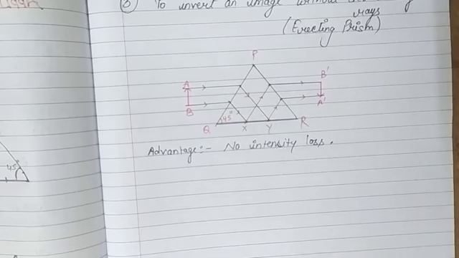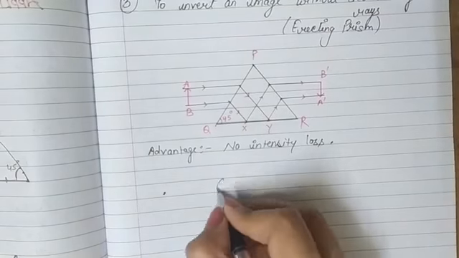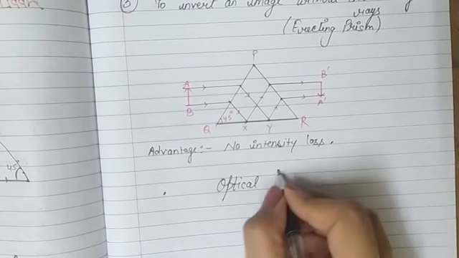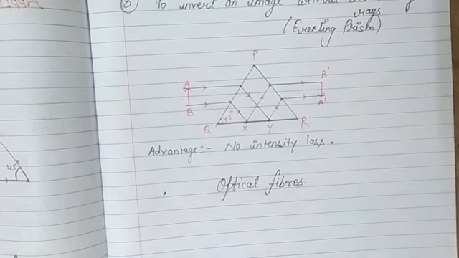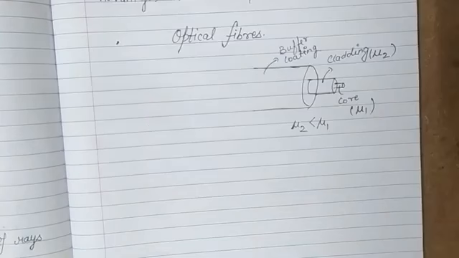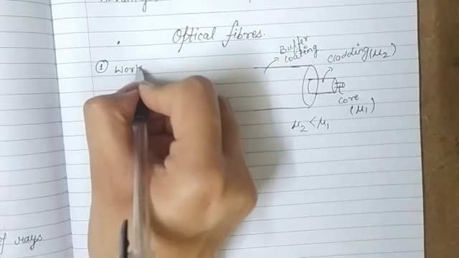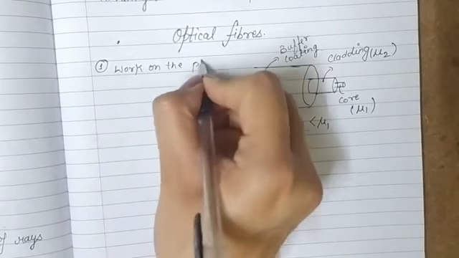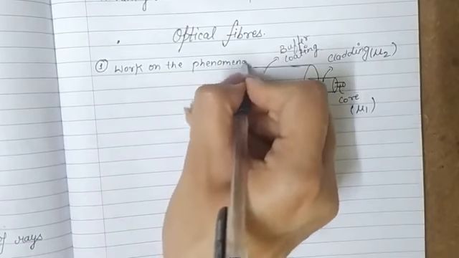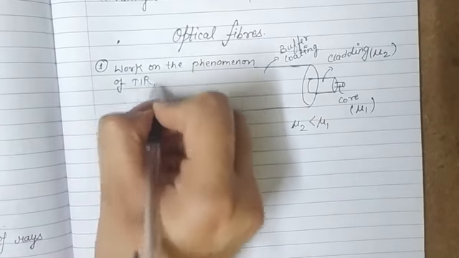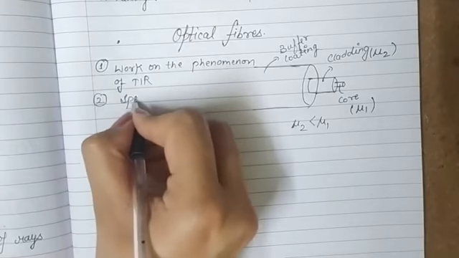Now the next, or the fourth, application of TIR is optical fiber. Optical fibers are used mainly for communication purposes. So these optical fibers are special kinds of wires, and their working is based on the phenomenon of total internal reflection. So I am summing up in points. First thing is they work on the phenomenon of TIR.